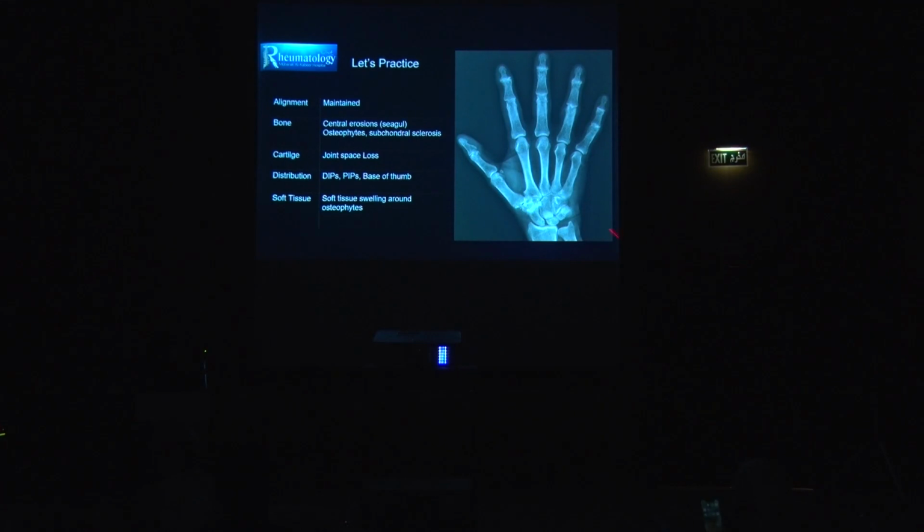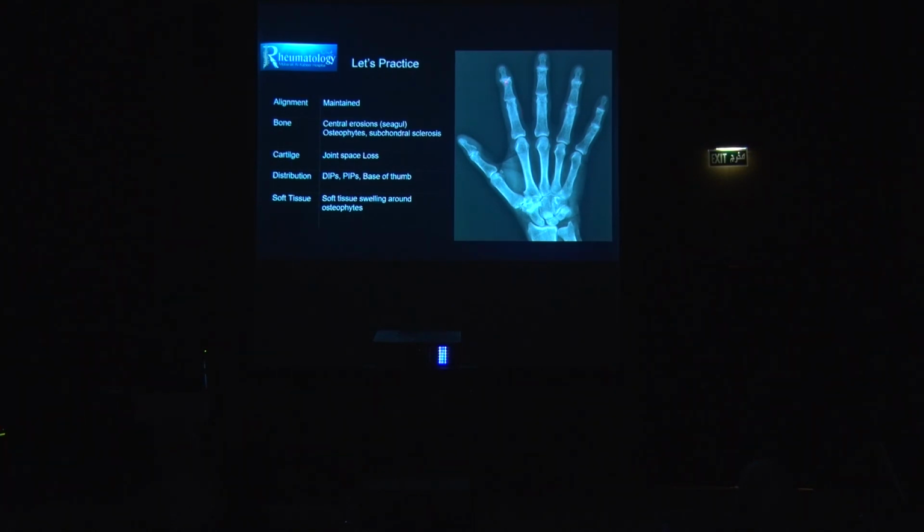Alignment is maintained, maybe a little bit here, but nothing really major. Okay? And then if we look at the bone, so you trace the bone. You see if it's continuous, if it's sharp, that's fine. You survey all the bones with your eyes, so it's all sharp and continuous, right?